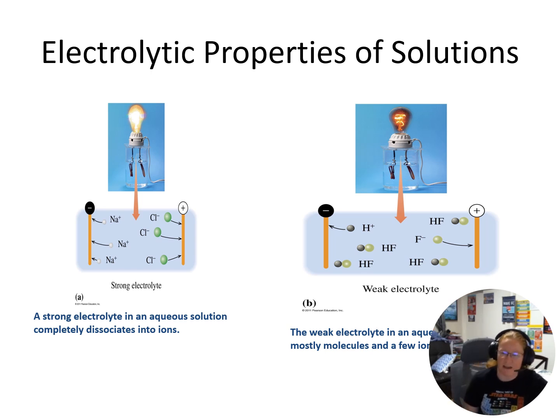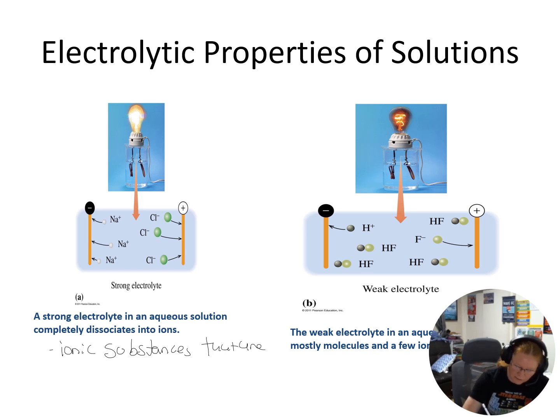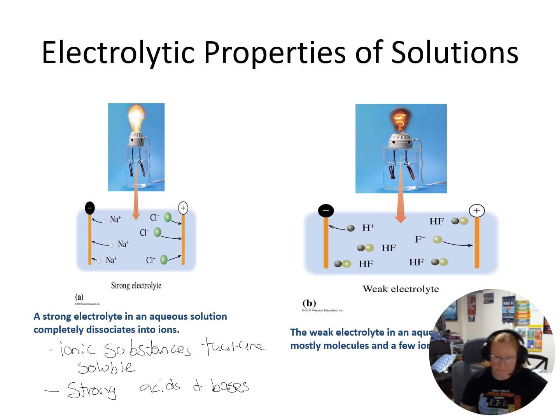So our strong electrolyte, we have complete dissociation. Okay, so something like sodium chloride. So these are going to be ionic substances that are soluble and strong acids and bases. Okay, so ionic substances that are soluble and strong acids and bases will be a strong electrolyte. So we get a nice bright lighting of our light bulb.